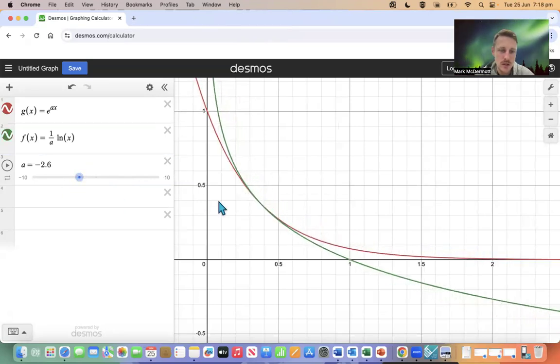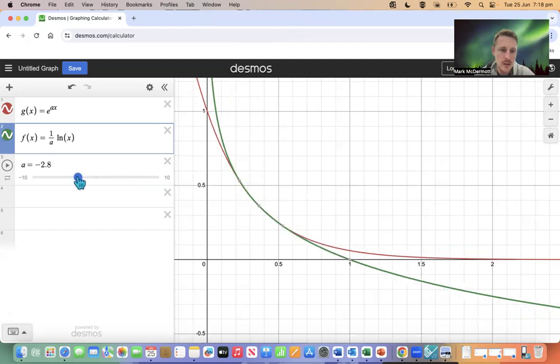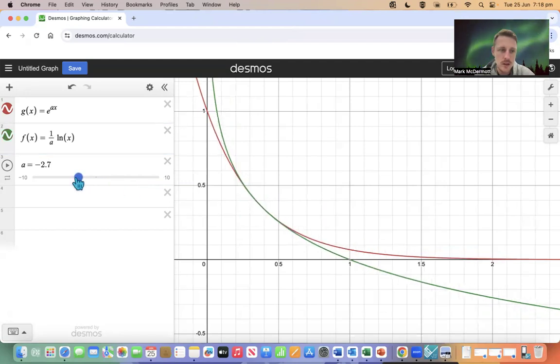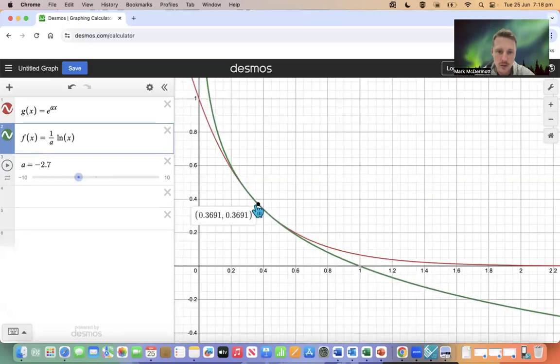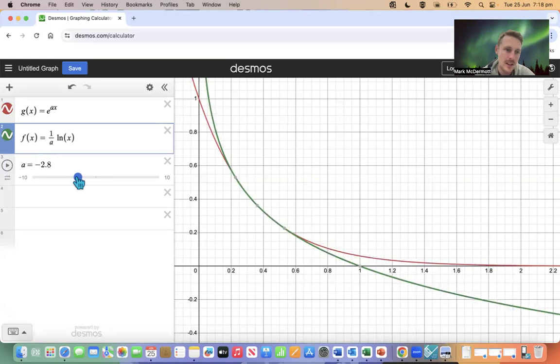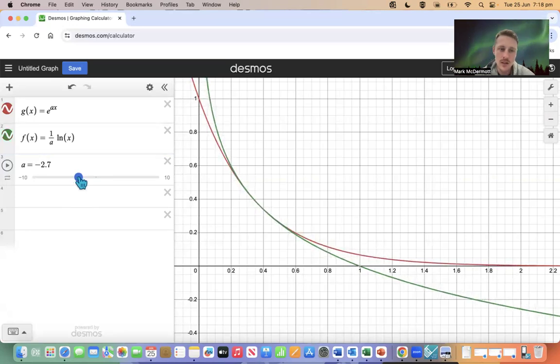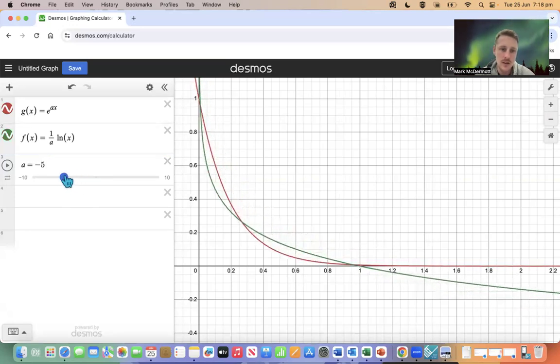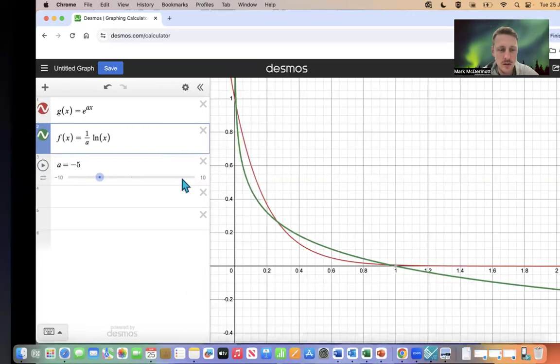Remember, E is approximately 2.7, so negative E is negative 2.7-ish. We've got one point of intersection, even at negative 2.7, that's just less than E. We've still got one point of intersection. But as soon as we get less than negative E, we're getting multiple points of intersection. We're getting 3 points of intersection. So set it up on Desmos yourself and have a play around.